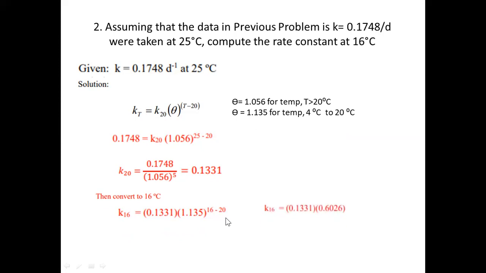Further simplifying the values gives us 0.1331 times 0.6026, or our final answer for the rate constant of deoxygenation at 16 degrees Celsius as 0.0802 per day.